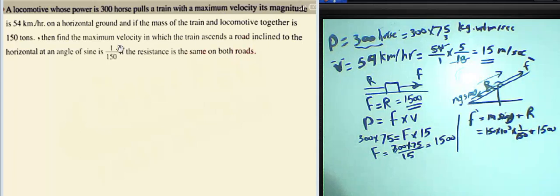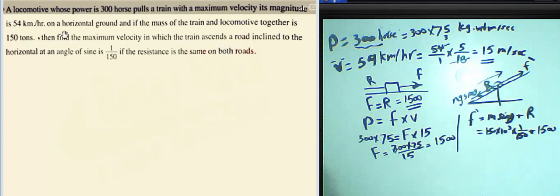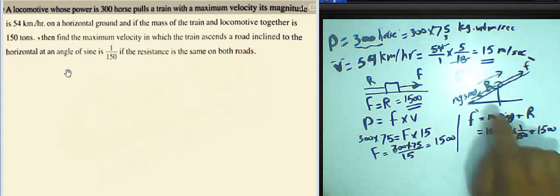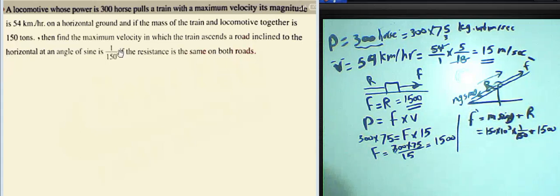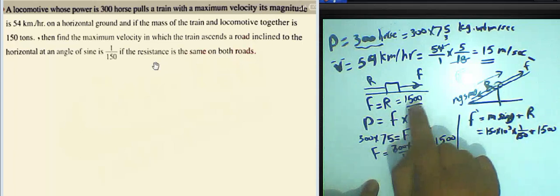And then he tells us if the mass of the train and the locomotive together is 150 ton, it's the weight. Then find the maximum velocity in which the train ascends. Ascends meaning going up, or the train ascends a road inclined to the horizontal at an angle where sin theta equals 1 over 150, and the resistance is the same on those. He tells us R equals 1500.